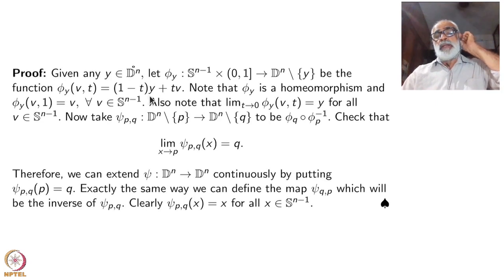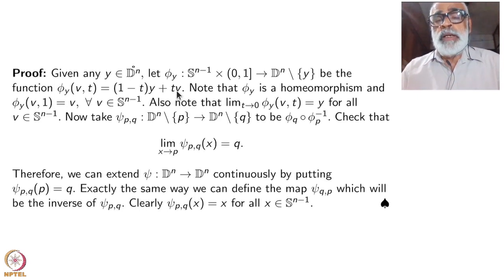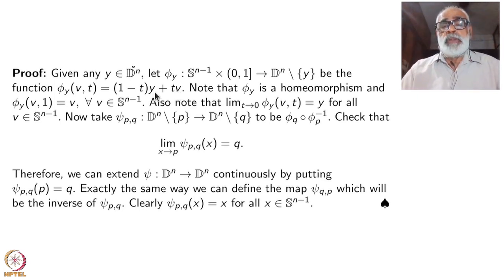Verify: when t is 0, it is y, the y that I have thrown away, so that point is not there after all. When t is 1, this is v. So it is actually the open line segment joining v and y; the y itself is not there. That should give you a one-one mapping and all that. You can actually write down the inverse map, every point, by the convexity of this one. So this is a homeomorphism.